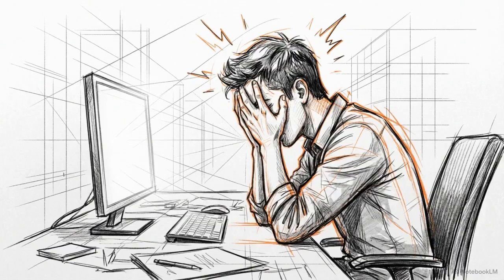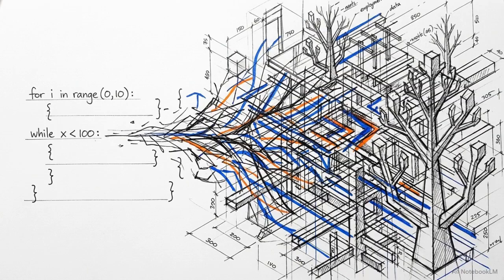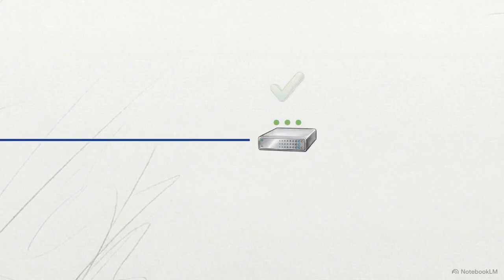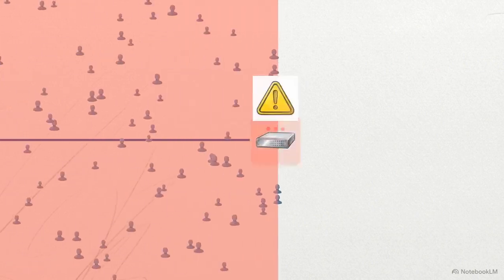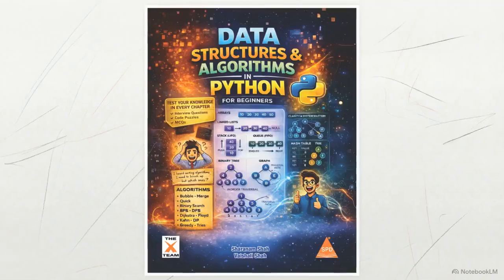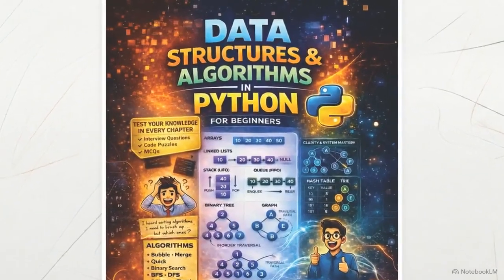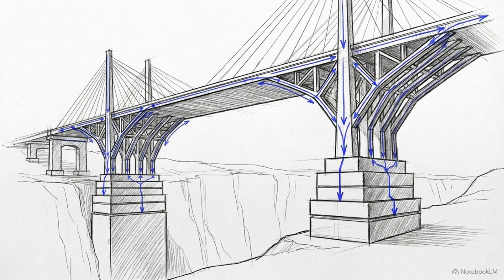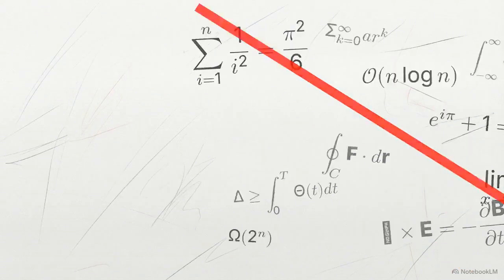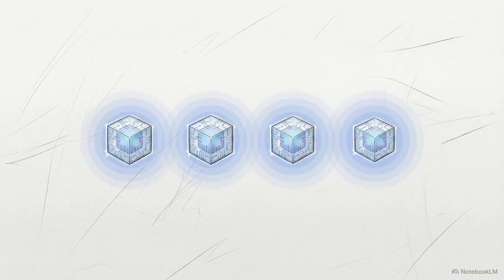There is a wall every developer hits: the realization that knowing Python syntax is a world away from engineering a solution. It's the moment a script that worked for 10 users completely chokes when it hits a million rows. Data structures and algorithms in Python for beginners targets this exact friction, positioning Chapter 17 as the bridge to a new way of thinking. It strips away the academic jargon to focus exclusively on the logic of the machine.